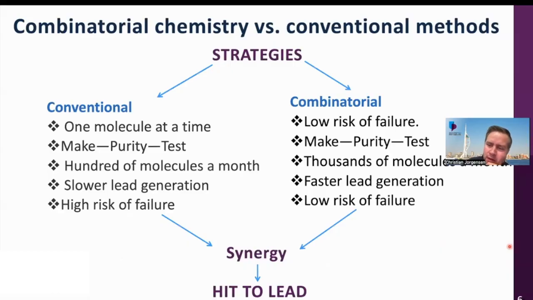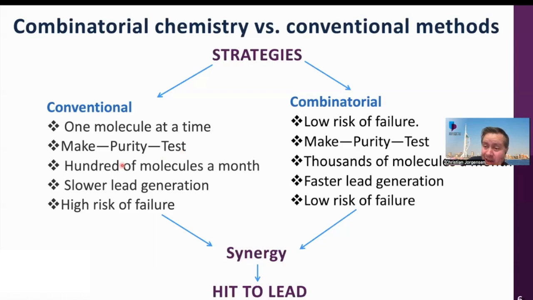So let's look at how combinatorial chemistry compares to very conventional drug discovery methodologies. In a conventional drug discovery process, you would develop only one molecule at a time. This would be very slow. And you would follow the philosophy of make, purity, test. So you make the compound, you test purity, then you test the activity on the target receptor that you want. Can we make the compound? Can we attain the purity that we need? And does it work on our receptor?